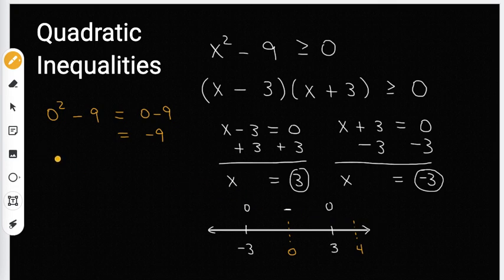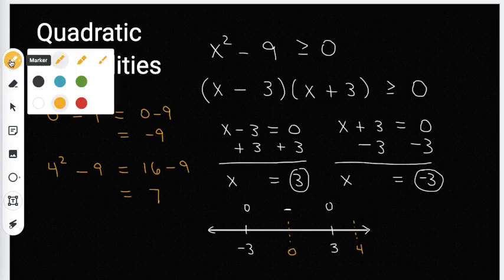Well, when I do that, I'm going to plug in 4 for x up here. And I get 4 squared minus 9. So to do that, I'm going to square the 4. 4 times 4 is 16. And I need to bring over the minus 9. And 16 minus 9 is going to give me a 7. That's a positive number.